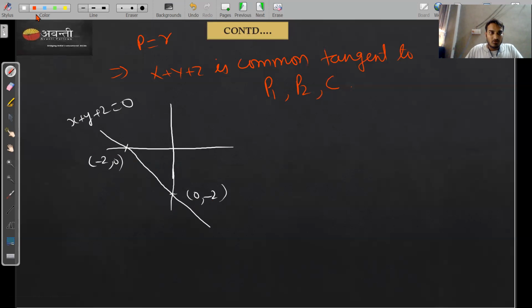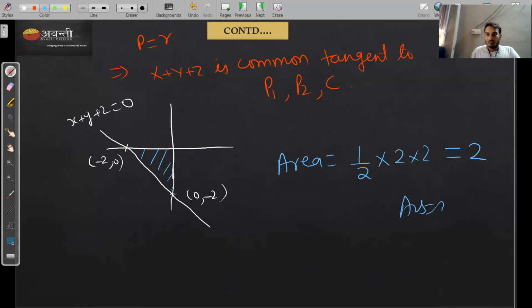So which area you have to find? This area, right? This area we have to find. Yes or no? So what is the area? Area is the area of triangle, half base height, which is 2, right? So the answer is 2 for this question, right? Okay. So now let's proceed.